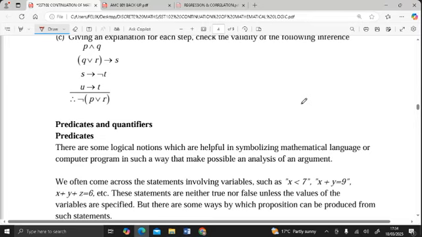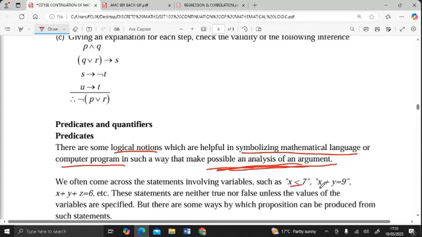Predicates and quantifiers. And I need your keen attention as far as this is concerned. A very keen attention. Under predicates and quantifiers, we would want to know exactly what predicates are. And we start by saying that there are some logical notions which are helpful in symbolizing mathematical language or computer programs in such a way that makes possible an analysis of an argument. Look at that. And our main idea in this case is to test the validity of a certain argument.